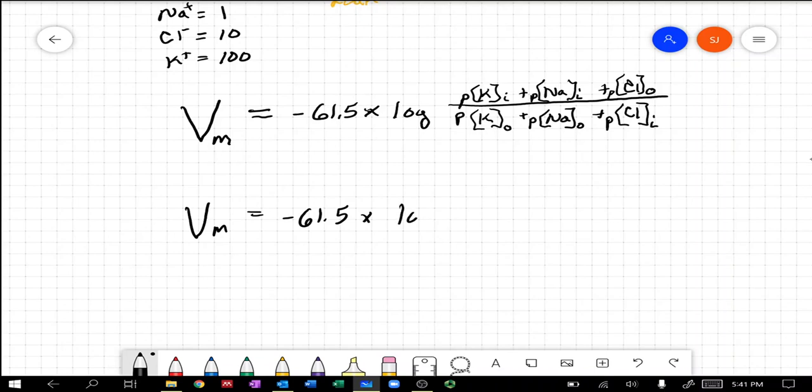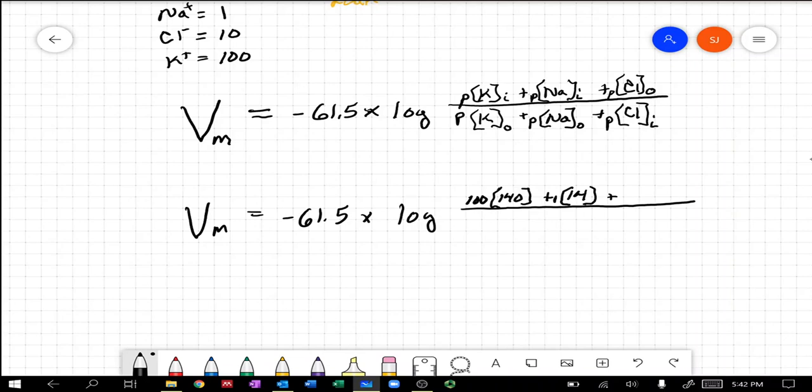Times this log. The ratio is the part that takes us a little time to calculate here. So the permeability for potassium, we'll use relative values. We're going to say it's 100 times more permeable than sodium, so we're going to use 1 for sodium. And using concentrations for potassium, we should get 140 off of that table, millimolar. We're going to add that to sodium on the inside. That was pretty low. We had 14 millimolar on the inside. Remember our permeability for that? 1.